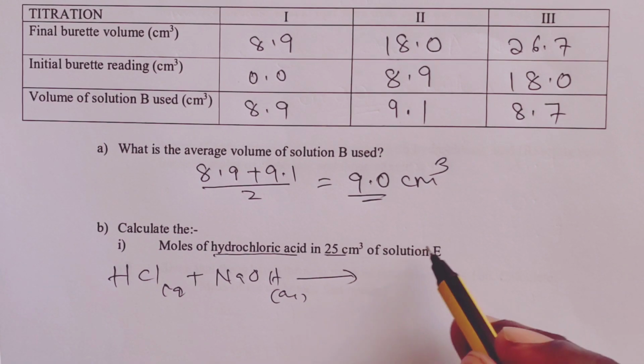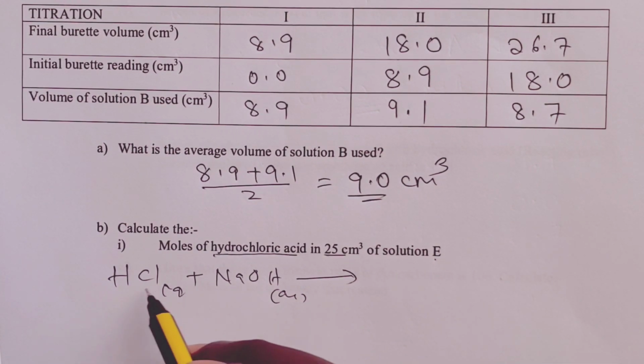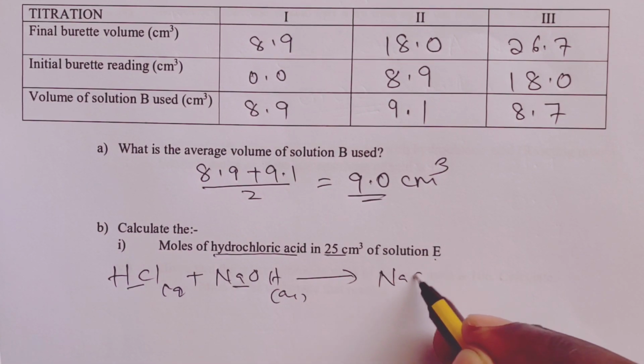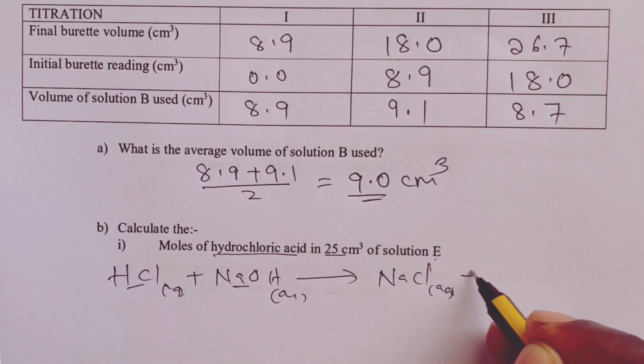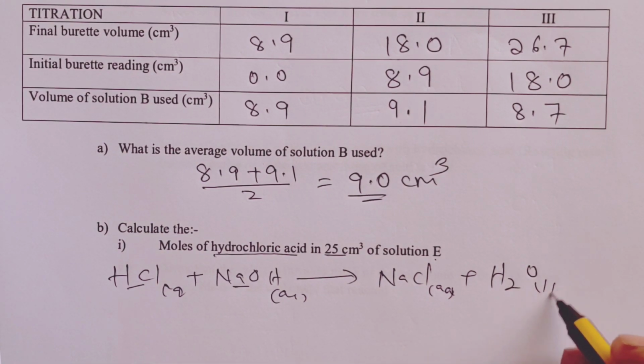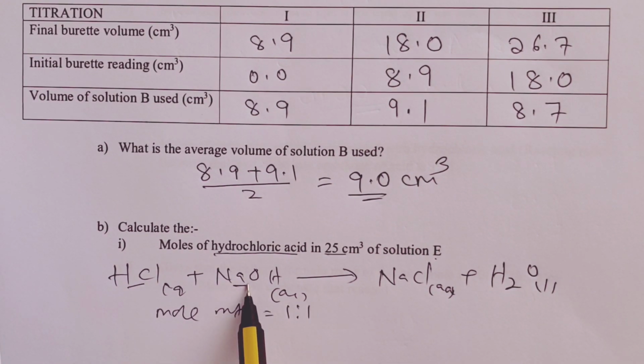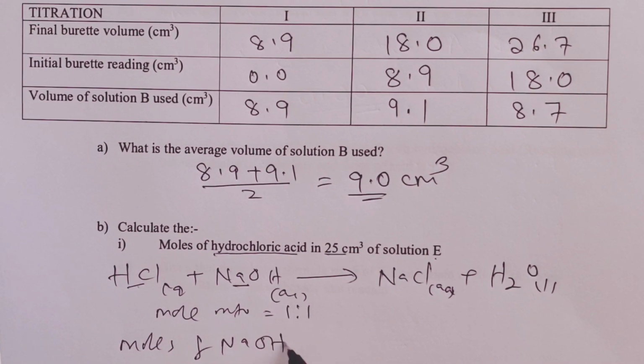We actually reacted solution E, which is excess hydrochloric acid, with our alkali. So we are able to form sodium chloride and water. Again, the equation balances out. We see mole ratio is 1:1. So if we know moles of sodium hydroxide that reacted, we can know moles of hydrochloric acid. So let's start with the moles of sodium hydroxide that reacted.